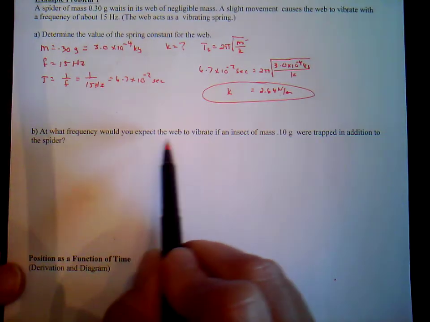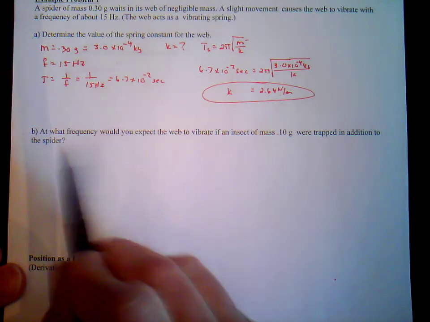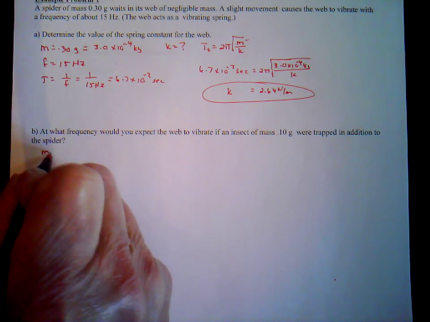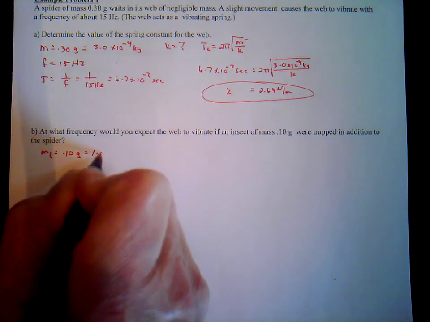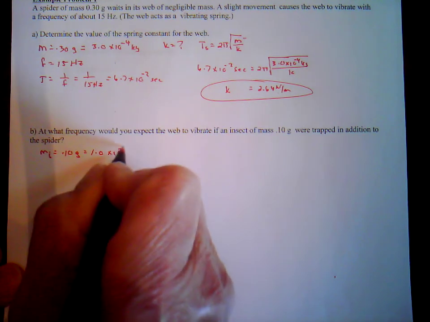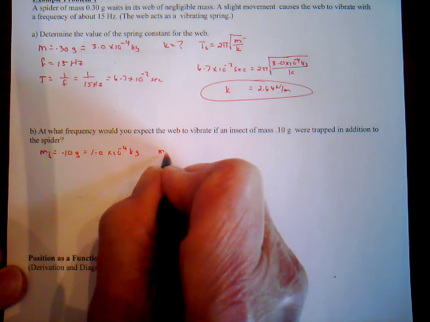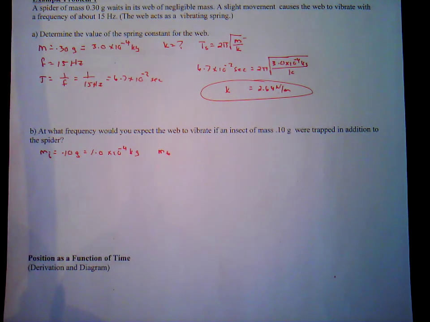Let's look at B. At what frequency would you expect the web to vibrate if an insect of mass 0.1 grams were trapped in addition to the spider? So now the mass of the insect is 0.10 grams, which is equal to 1.0 times 10 to the minus 4 kilograms. But the mass of the insect isn't the only thing that's oscillating. You also have to include the mass of the spider.